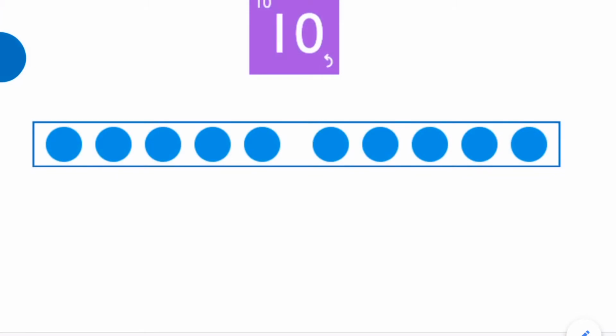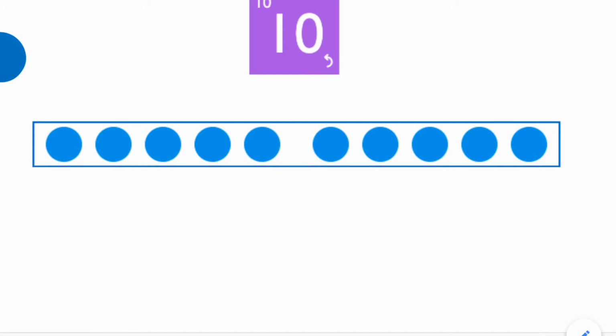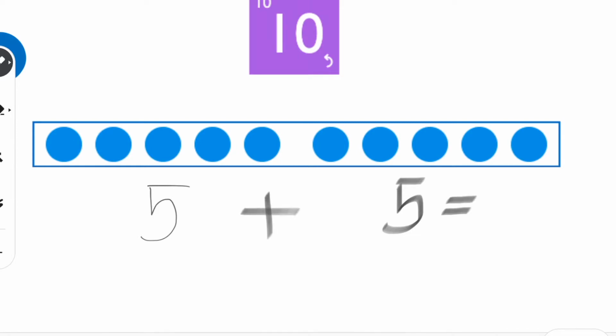Right here, we see a bunch of dots. Now, if we count all of these dots together, we notice that there are 10. Let's double check it though. Ready? 1, 2, 3, 4, 5. So we know that there are 5 on this side. Let's keep going. 1, 2, 3, 4, 5. We know that there are also 5 on this side. And 5, like you have 5 fingers on one hand, 5 fingers on the other hand, equals, if we add them together, it equals 10.